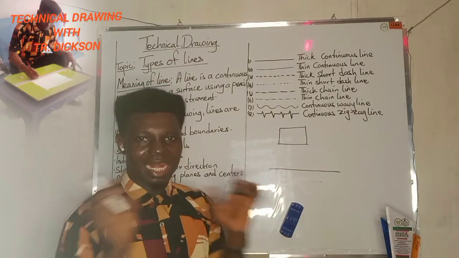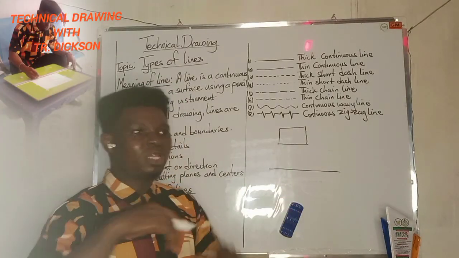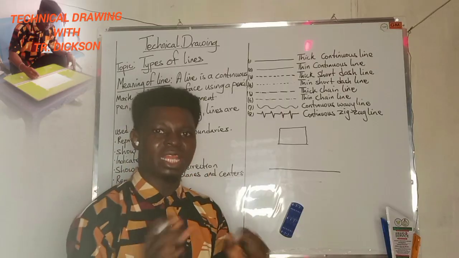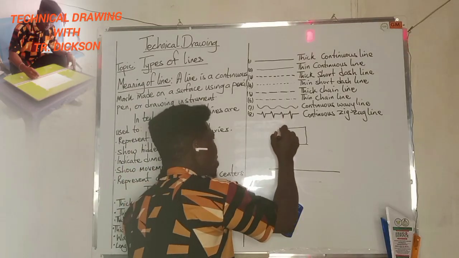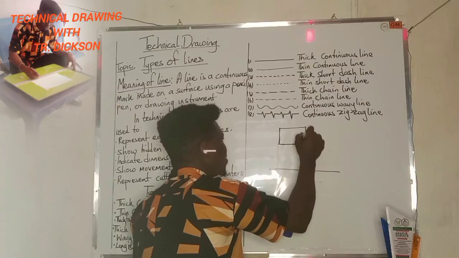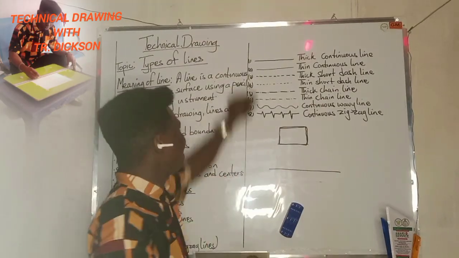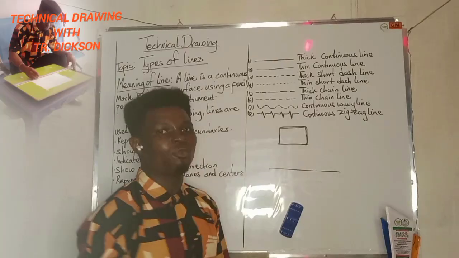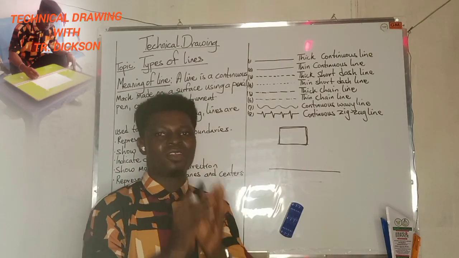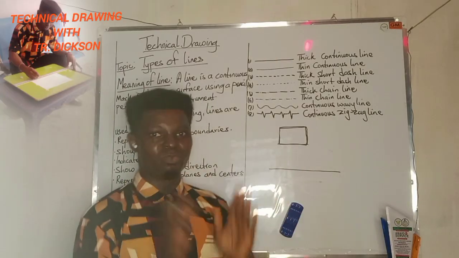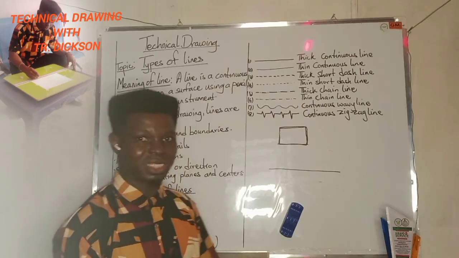For example, if I'm drawing my diagram, it is worthy of note that I should begin the drawing with thin line, and after I have finished and know that everything is accurate, then I will trace the lines. When I do this, I am making it visible. So this line is what we use when we are making our visibles. That's how we call it visible outline. So we use thick continuous lines to do that.